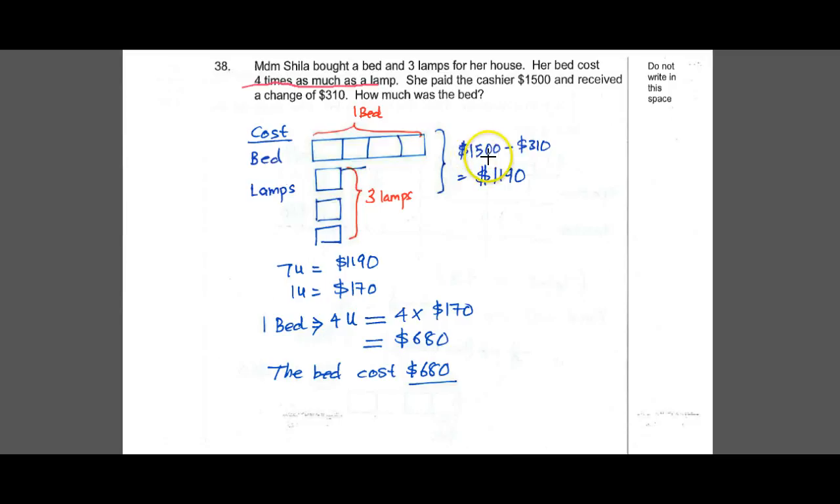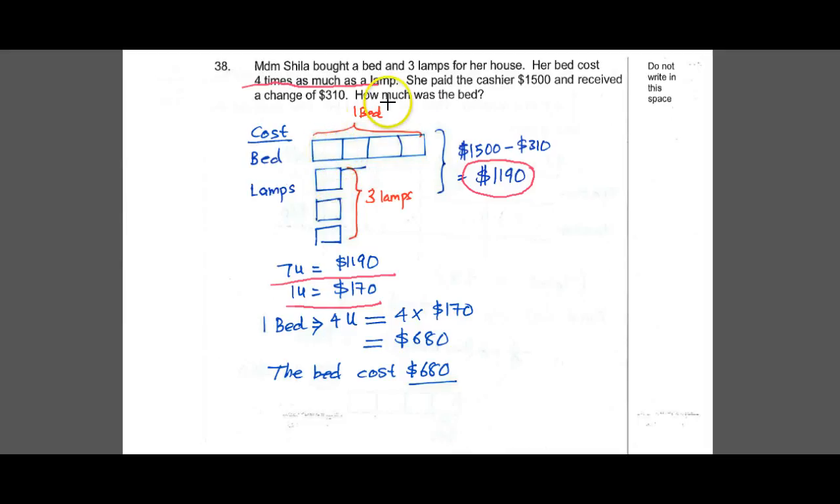Now over here she got this amount out and got a change here. So the total of purchase should be this amount, 1190. 1 U, 2 U, 3 U, 4 U, 5 U, 6 U, 7 U. 7 U is 1190. To find 1 U, you take 1190 divided by 7, you get 170. It means this one is 170, 170, 170, and this is 170 times 4.